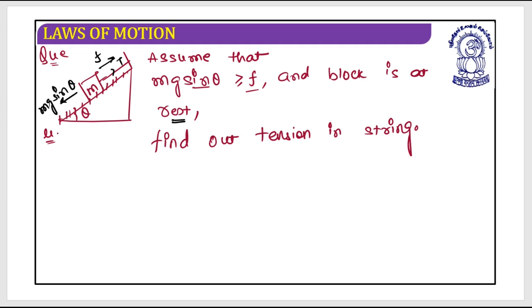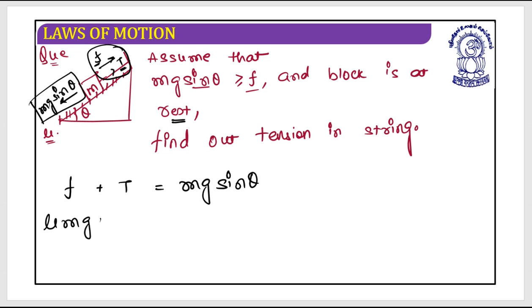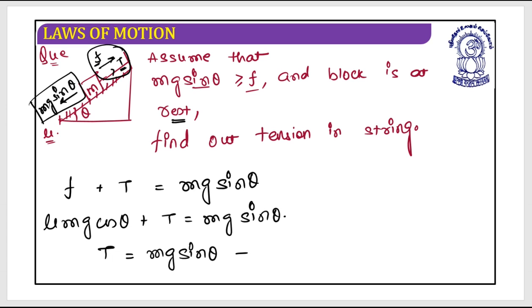So what I understand is this F and T together are balancing mg sine theta. So I can write F plus T is equal to mg sine theta, and this friction could be written as mu mg cos theta. Mu mg cos theta plus T is equal to mg sine theta, and the tension could be written as T equals mg sine theta minus mu mg cos theta. This is the tension force acting.